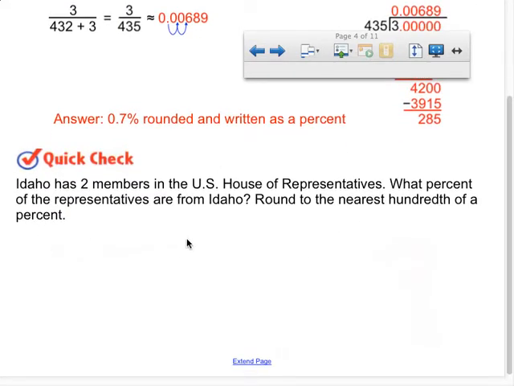Idaho has 2 members in the U.S. House of Representatives. What percent of the representatives are from Idaho? So if you tripped up on the last example, that gets resolved. Solve this problem. Work it out. I believe this one does terminate. This is not a repeating decimal, if I recall correctly, but I might be wrong. Okay, set this up, work this one out.